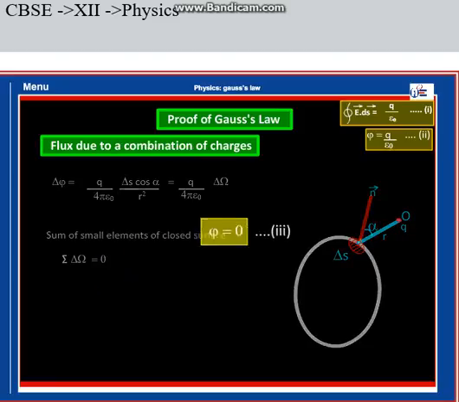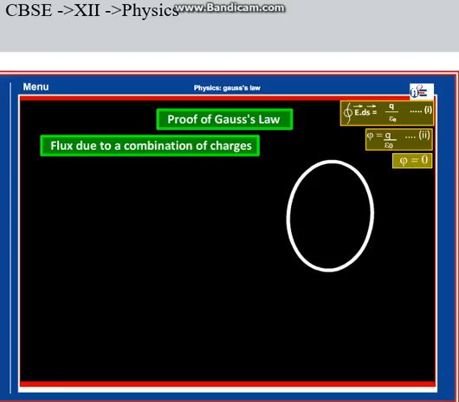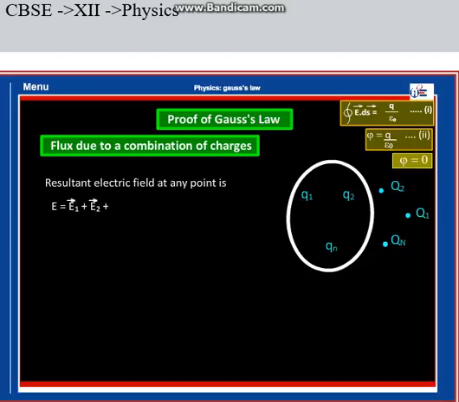Flux due to a combination of charges. Consider a general situation where the charges q1, q2 up to qn are inside a closed surface and charges capital Q1, capital Q2 up to capital Qn are outside it. The resultant electric field at any point is E equal to E1 plus E2 plus so on plus En plus E1 dash plus E2 dash plus so on plus En dash, where En and En dash are the fields due to small qn and capital Qn respectively.